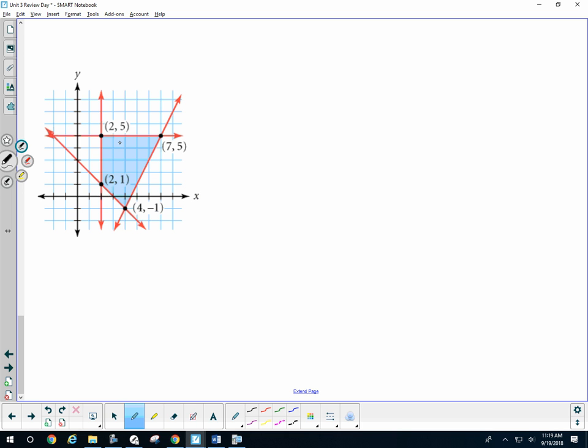All right, again, we have solid lines. It's important to realize that we have solid lines. So it's going to be greater than or equal to or less than or equal to. 1, 2, 3, 4, 5. This line is y equals 5. It looks like I'm shading underneath, so I immediately can go y is less than or equal to 5. That's 1. The next one is x equals 2, but I see I'm shading to the right. So it's x is greater than or equal to 2.